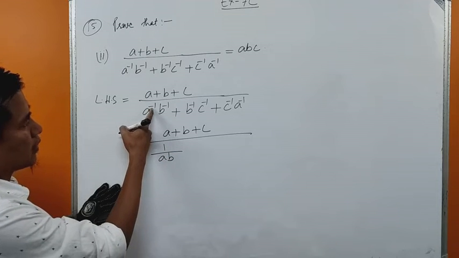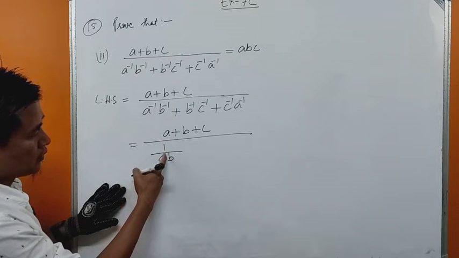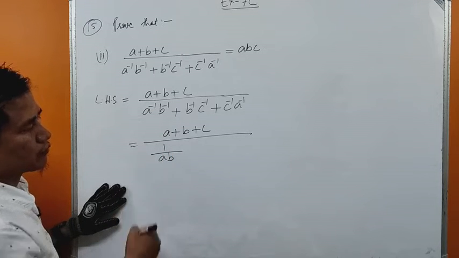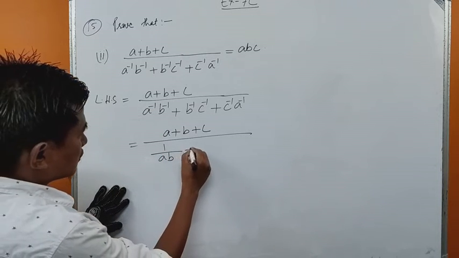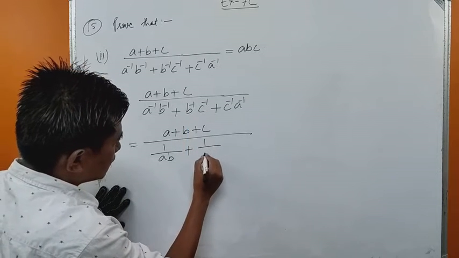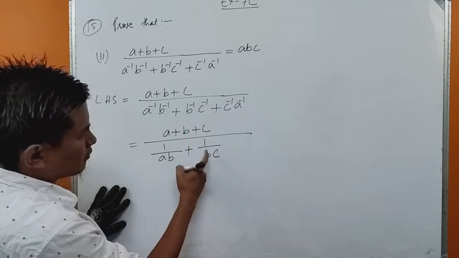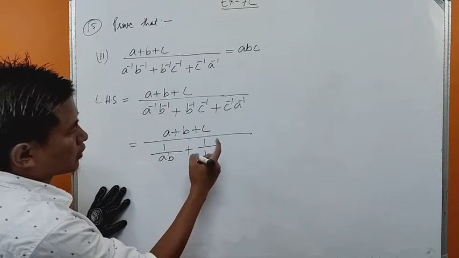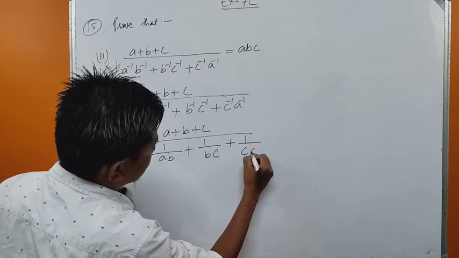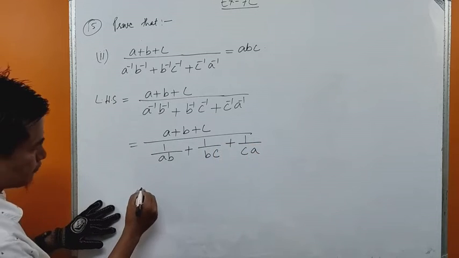This a to the power minus 1 becomes a to the power plus 1, b to the power plus 1. Since every number has power plus 1, we don't have to write this. So this also becomes b to the power minus 1, c to the power minus 1 becomes 1 upon bc, b to the power plus 1, c to the power plus 1. Okay, plus 1 upon ca. I hope you got this now.